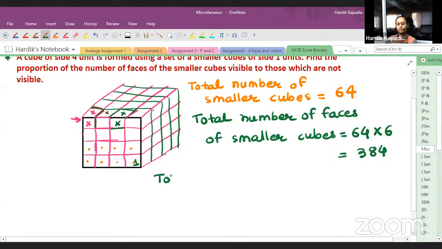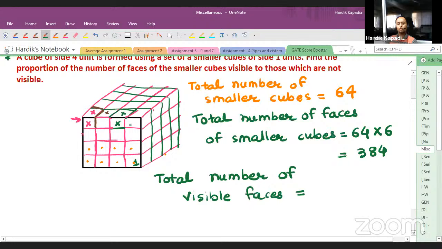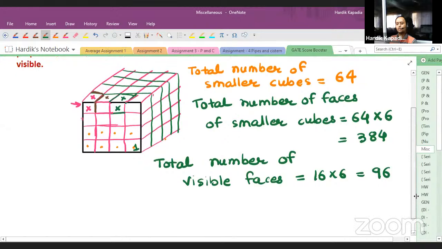So total number of visible faces are 1, 2, 3, 4, 5, 6, 7, 8, 9, 10, 11, 12, 13, 14, 15, 16. So this 16 on this side, from all the sides, it will be 16 into 6. So that is 96. So 96 faces are visible.